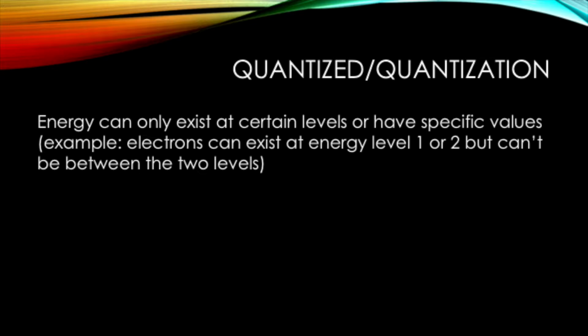Record this definition at the bottom of the first page. There's not a space for it, just write it down. Energy can only exist at certain energy levels or have specific values. For instance, electrons can be on the first energy level or the second energy level, but they can't exist between the energy levels.